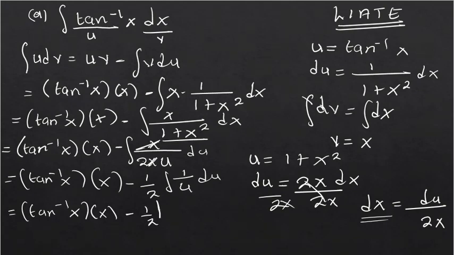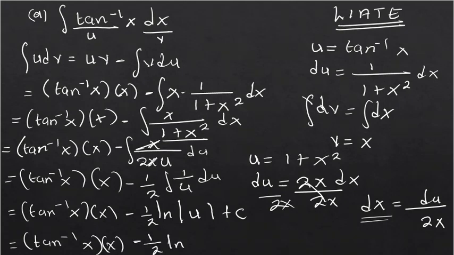Okay, so this is just the same as tan inverse of x times x minus 1 over 2 the natural log, because we know that the integral of 1 over u is natural log of u, plus some constant c. So my final answer will be written in this way. My final answer is going to be 1 over 2 the natural log of, I replace where u is with this expression, 1 plus x power 2 in absolute value, plus some constant c. So this is just how you answer this particular question.